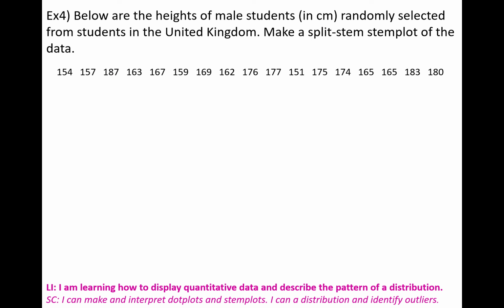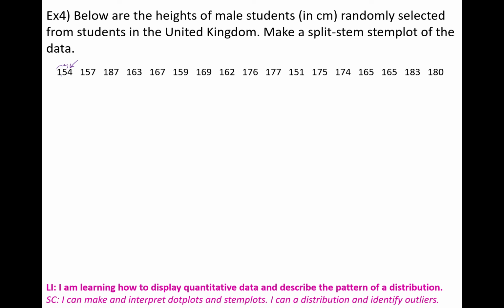All right, let's look at example 4, because this one asks us to make a split stem. So below are the heights of male students in centimeters randomly selected from students in the United Kingdom. Make a split stem plot of the data. So this one, if we look at our numbers, we have 3-digit numbers. So our stem is going to be the first 2 digits and the leaf is the last one.